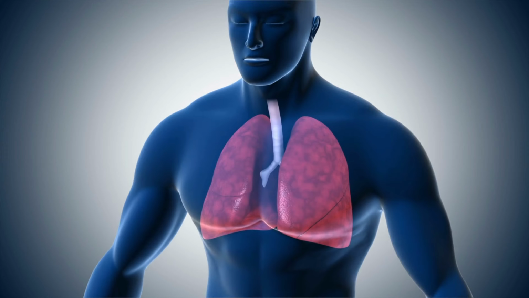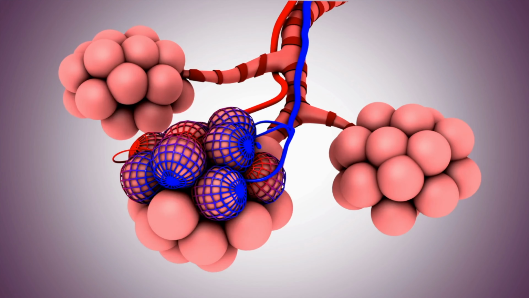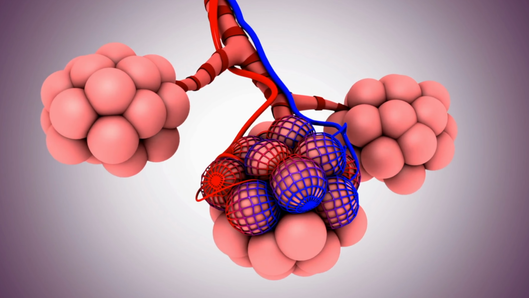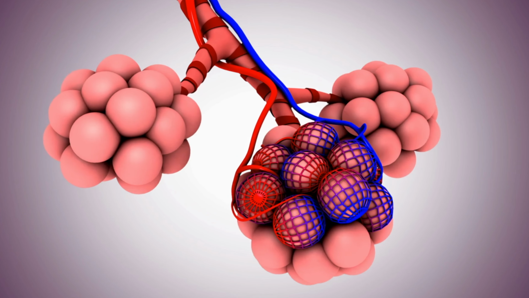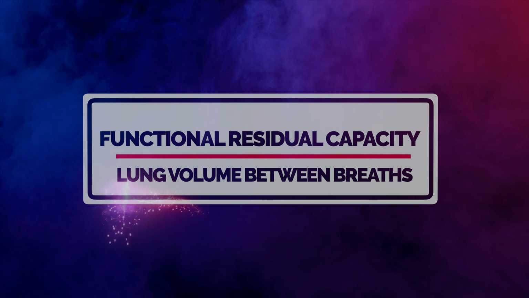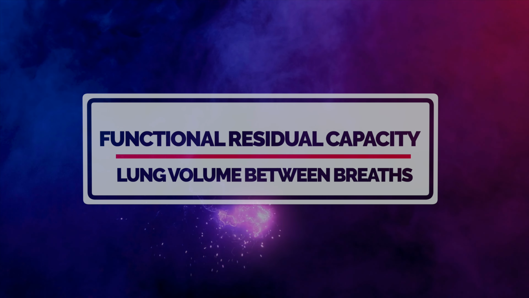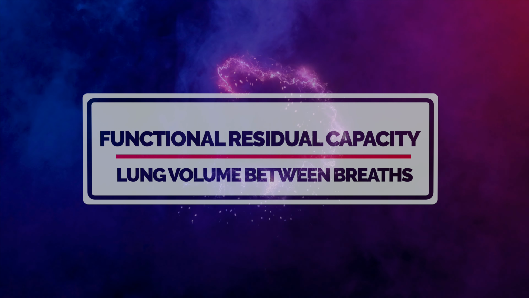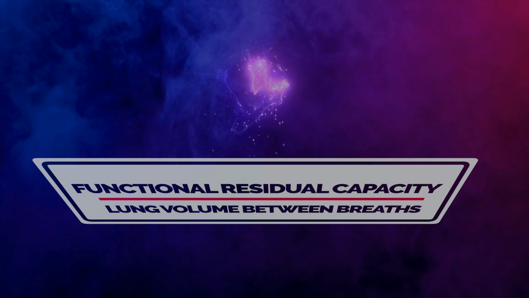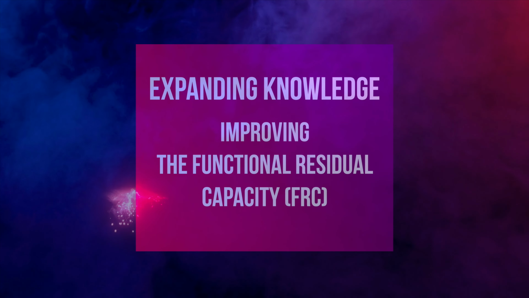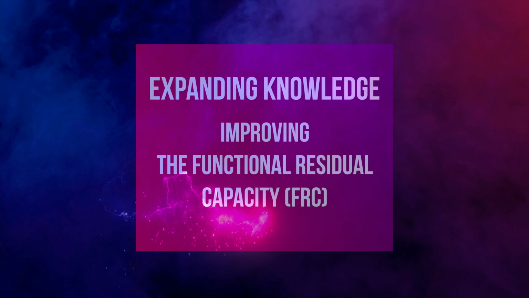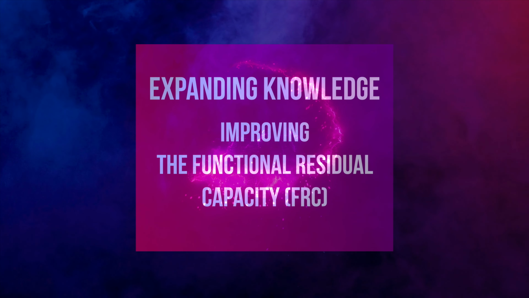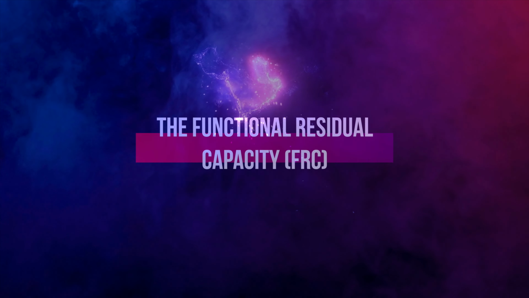PEEP keeps gas in the alveoli at the end of expiration, improving the functional residual capacity and helping to retain a larger surface area for gas exchange. The FRC, or functional residual capacity, represents the lung volume at which gas exchange occurs between breaths. Without it, the alveoli would collapse and gas exchange would cease. Patient positioning drastically impacts FRC.